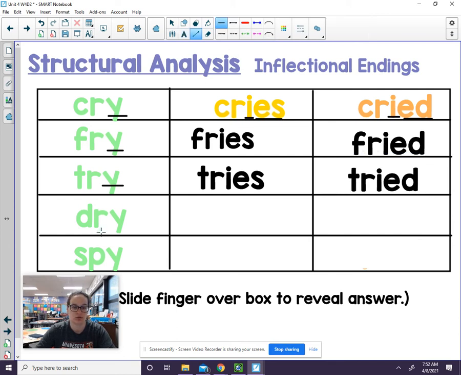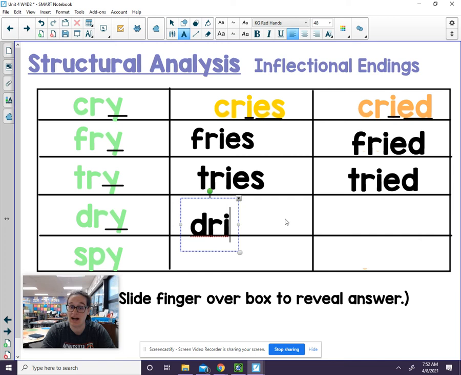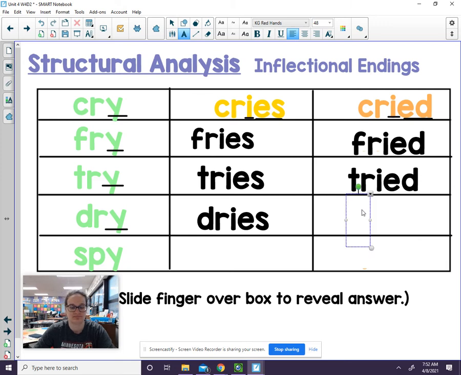Our next word is dry, so we want to make it dries. So help me. How would I write dries? D-R-I-E-S. And then let's take a look at this next one. We want to make it dried. So again, help me out. How would I make it dried? D-R, change that Y to an I. Is that it then? No, we have to add the ED, so now it's dried.